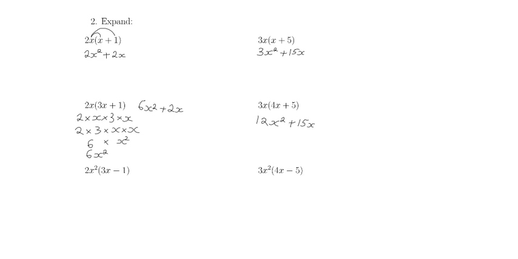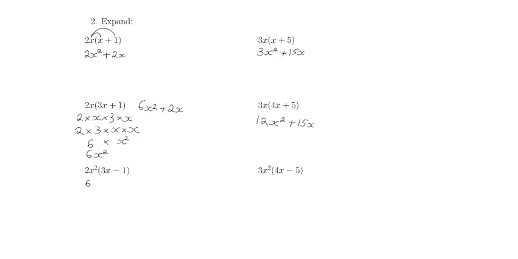Let's have a look at these ones. So here we have 2x squared multiplied by 3x subtract 1. 2x squared multiplied by 3x. Let's have a look at this. So here we've got 2 multiplied by x squared multiplied by 3 multiplied by another x. So we just multiply these numbers together, which makes 6.